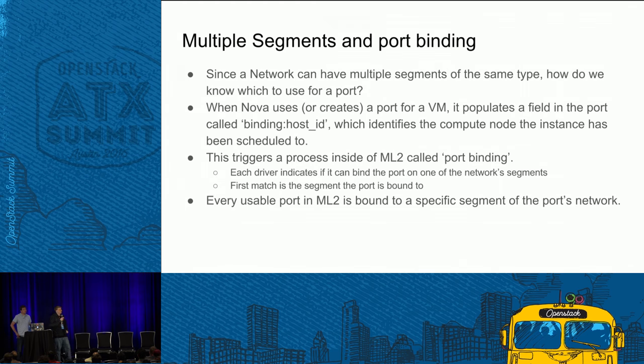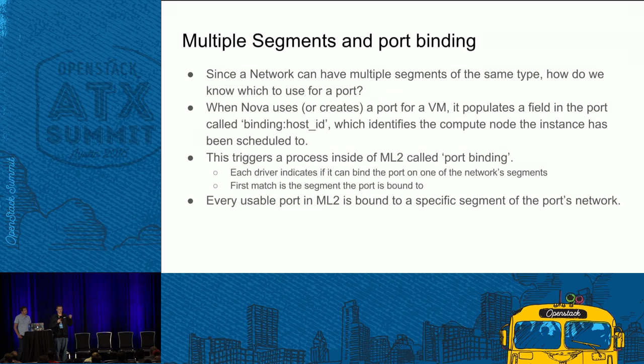So since a Neutron network can have multiple segments, and some can even be the same type, how do we know which one is used for a given port? So when Nova creates a port for a VM, or is using a port for a VM, after it has decided which host to place the VM on, it will populate this binding host ID field in the port object. And this triggers a process inside ML2 called port binding.